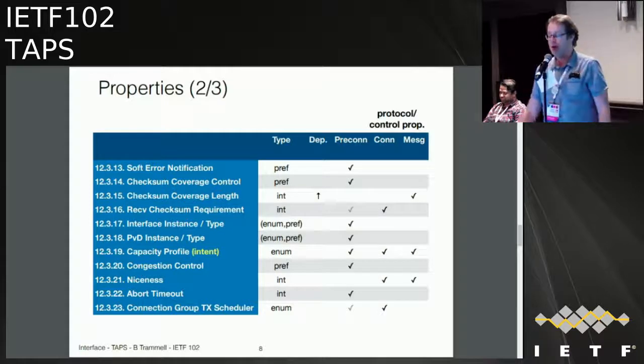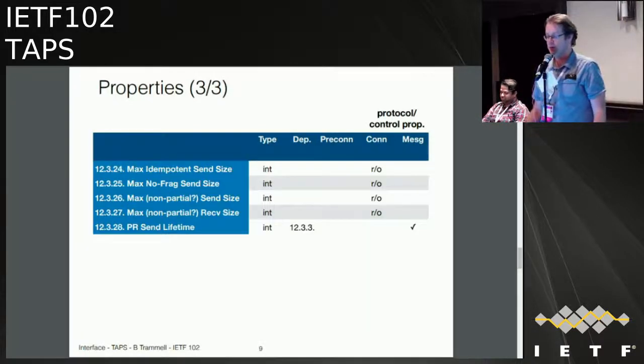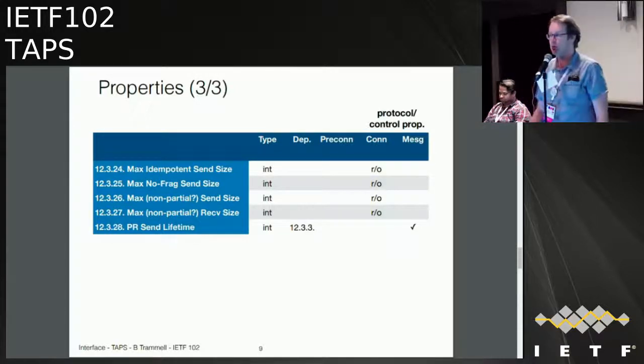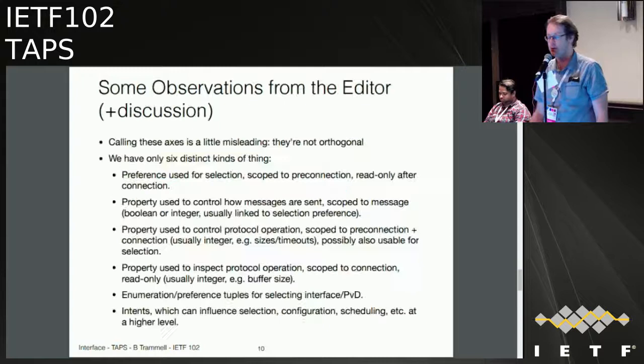But we went through this whole orthogonal thing. And then there's all of this stuff for buffer sizing, and these are read-only. Once you select a transport protocol, you might actually want to know how big the buffers are so that the application can figure out how it should interact with it. We tried to do these as axes, and then we realized that they're not orthogonal, which is one of the rules for axes.